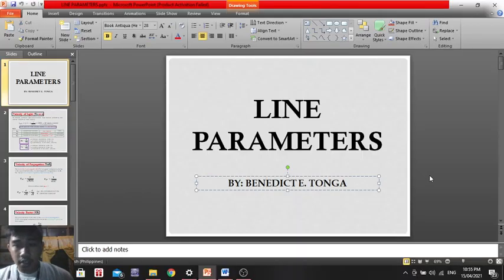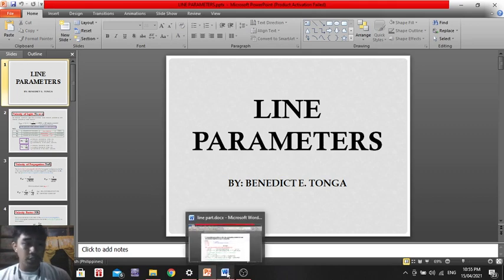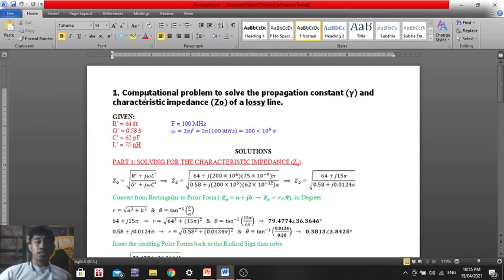Now, I will show you an example of how to solve a problem using a lossy line. This is a computational problem to solve the propagation constant and the characteristic impedance Z0 of a lossy line.